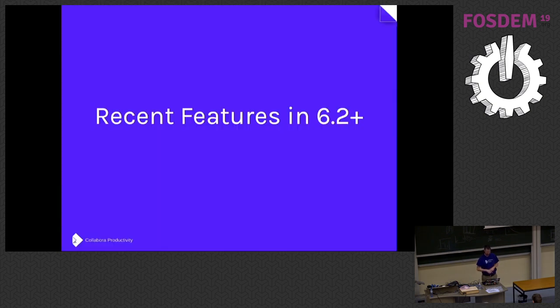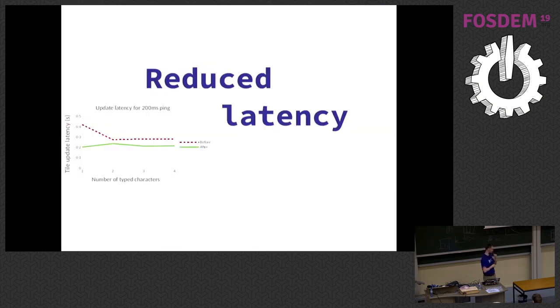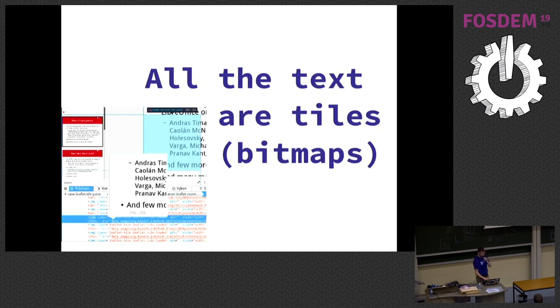There's loads of unit tests there. So I'm just going to flick through some of the features that we've done recently in version 6.2. Reduce latency. So you can see the bad red line and the good green line. There you go. It can depend how many characters you type and how quickly you type. We saw the text is bitmaps.